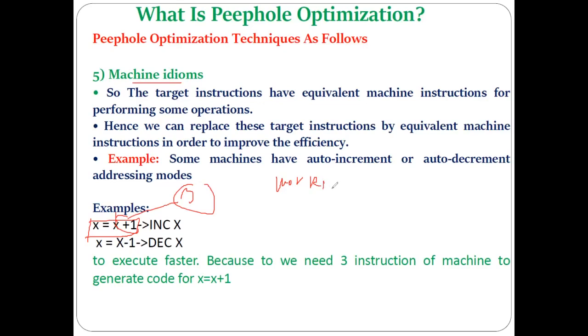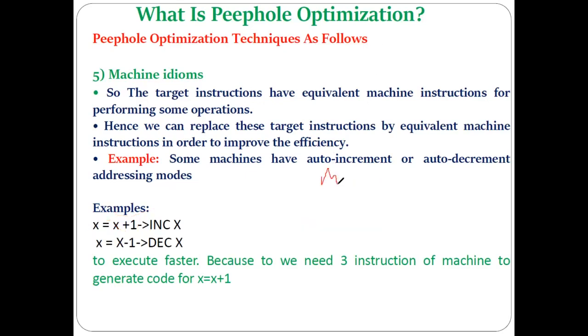Suppose we take R1 comma X, then add X and 1, then lastly move add X and 1, and the result will be X. So last will be the move, last will be what? Moving this whole result. Sorry, here we have made a mistake.